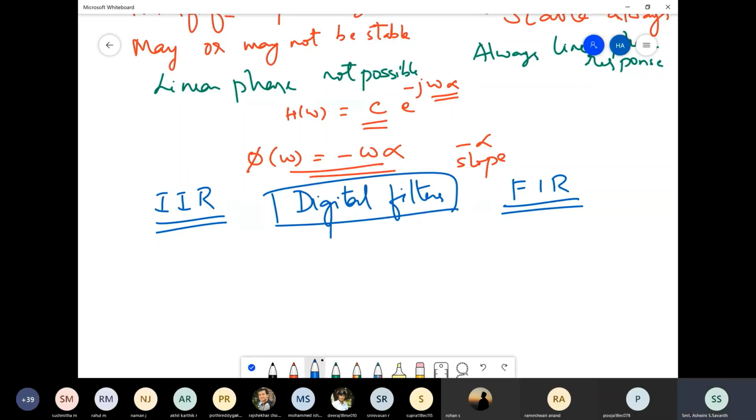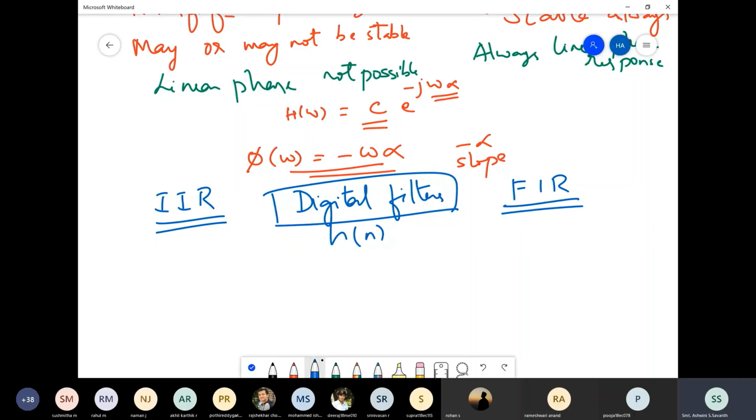That is why I wrote h of n there. We are interested in designing digital filters because obviously we are talking about digital signal processing. So all those tools that we discussed are for digital signal processing, and now the filters or the systems that we are interested in designing are also digital in nature.